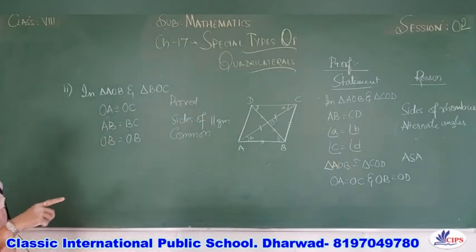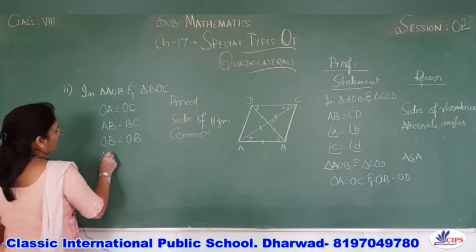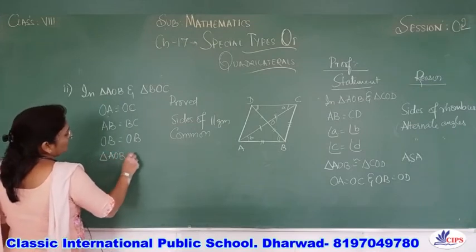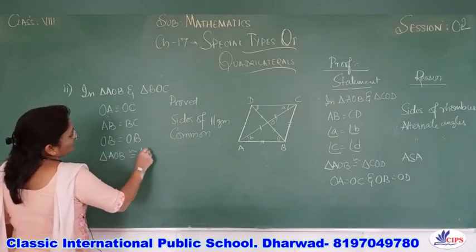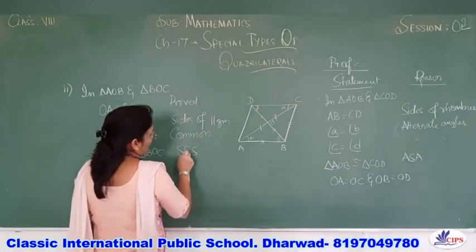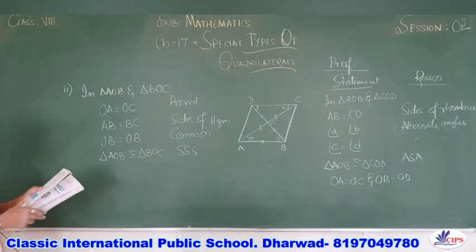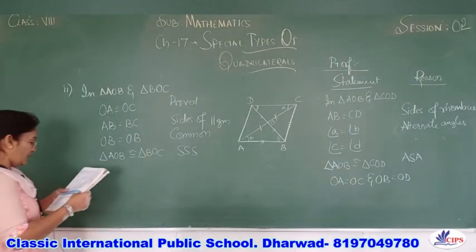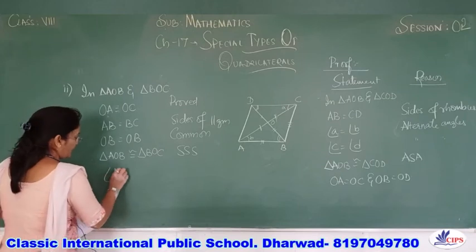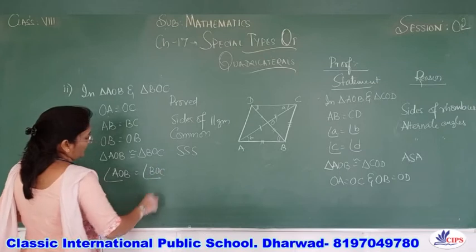Next, as we have proved all the three sides are equal for those two triangles, therefore triangle AOB is congruent to triangle BOC. What is the reason? It is the SSS rule, all the sides are equal. Next, when all the three sides are equal, therefore angle AOB is equal to angle BOC, isn't it?